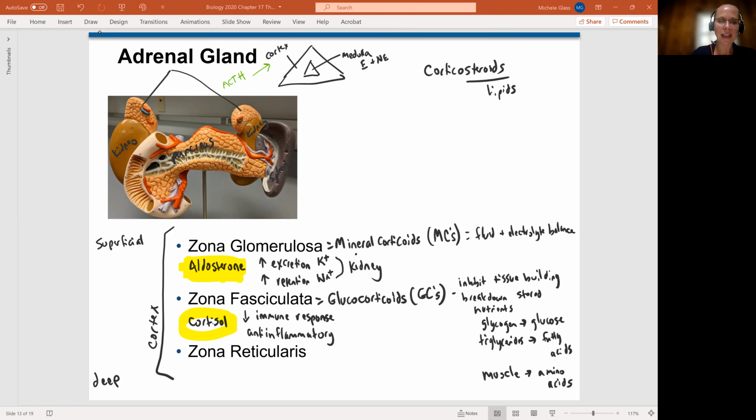And then the deepest layer, so the innermost layer of the adrenal cortex is the zona reticularis. And here we see the production collectively of what we can call androgens. And the androgens can be converted to either testosterone or estrogen in body tissues.